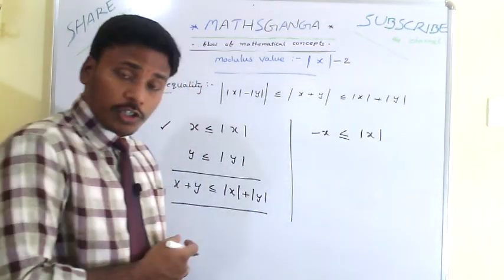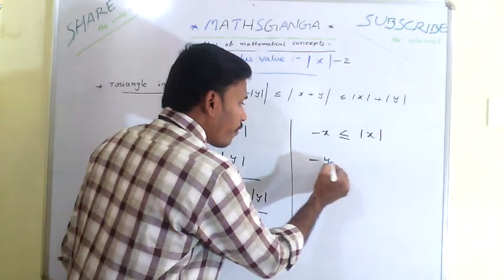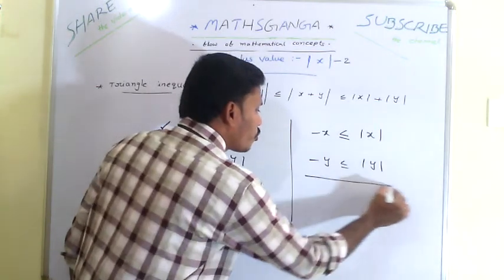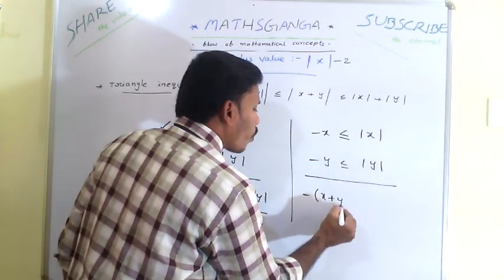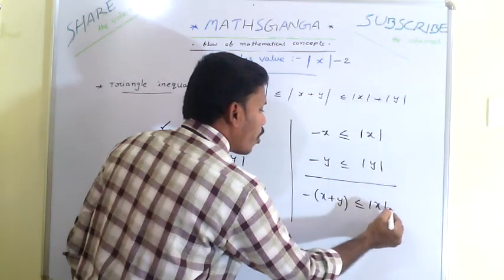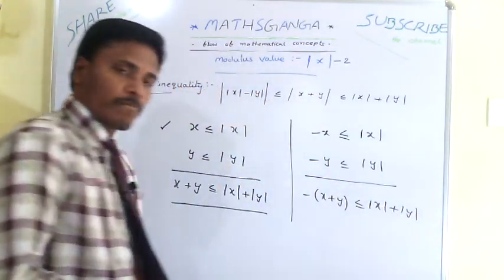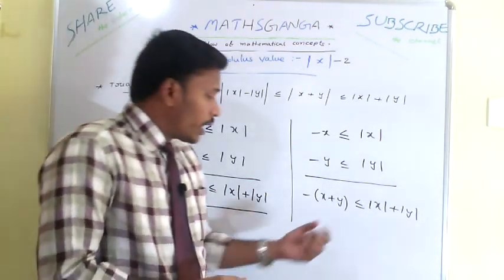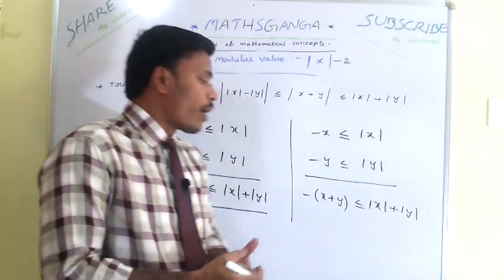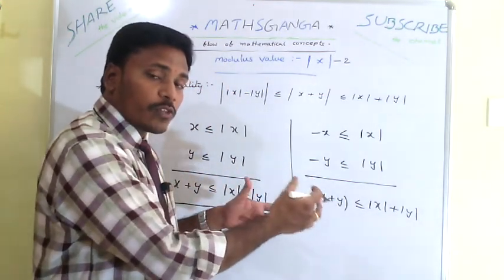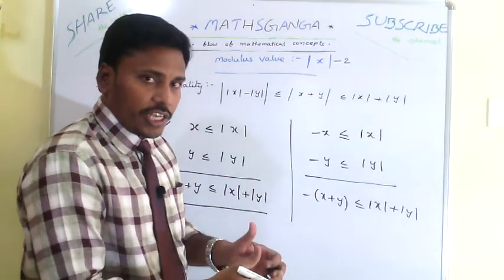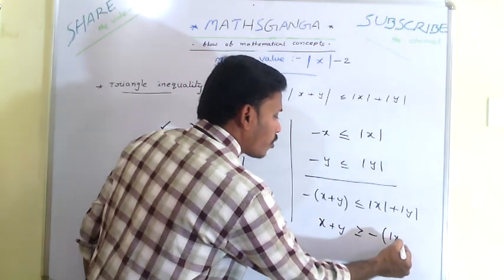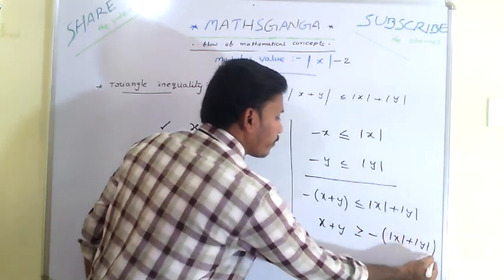Since minus x is less than or equal to mod x, in the same way, for the number y, we have that minus y is less than or equal to mod y. Again, if you add these two, we have that minus of x plus y is less than or equal to mod x plus mod y. If you multiply both sides by a negative sign, the inequality changes, and you have that x plus y is greater than or equal to minus of mod x plus mod y.